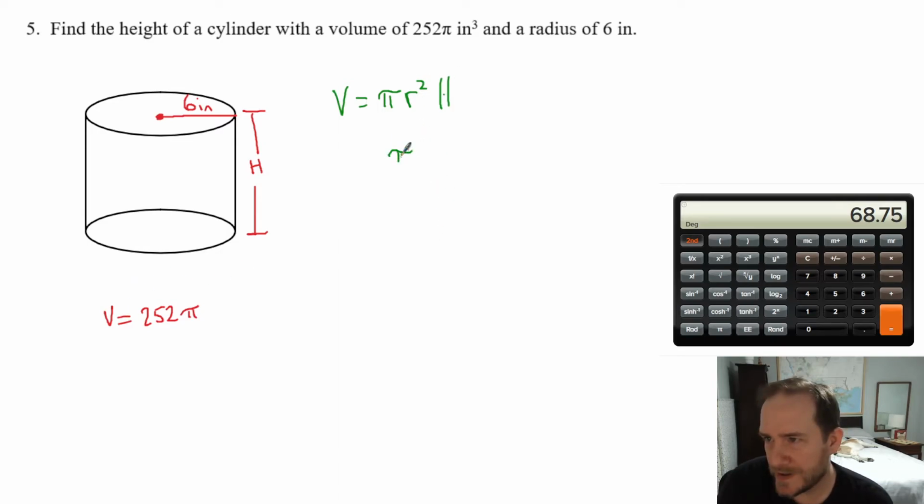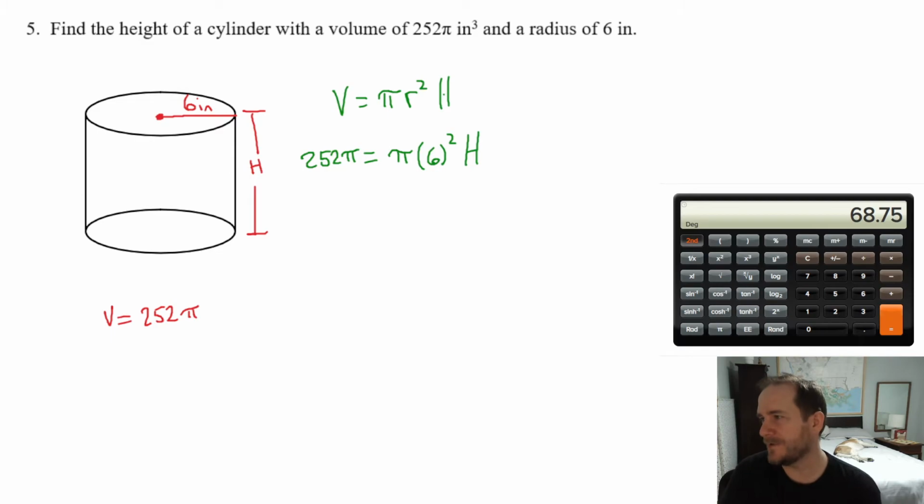So we know pi is pi, we know the radius is 6. What we don't know is the height, but don't forget that what we do know is the volume. So we can plug in the 252 pi. Don't forget the pi, people often forget it. Right away, I would divide both sides by pi. That would make the pi's cancel out. So I now have 252 without a pi equals this side without a pi.